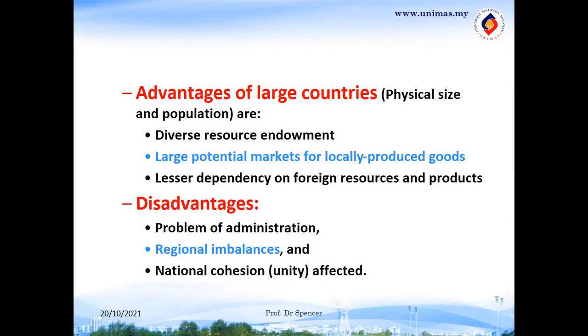So because the number of people are big or huge, therefore this has a large potential market for locally produced goods. So that's, for example, India and China, because the number of people are so large that they can sell the product, ya, locally produced good, boleh dijual, ya, di dalam negara. So that makes up the market for the locally produced good. The third one is big countries have less or lesser dependency on foreign resources and products.